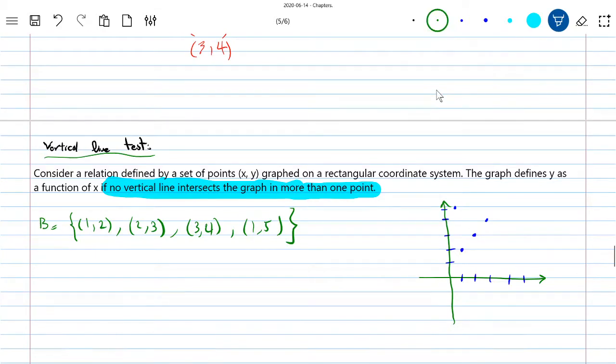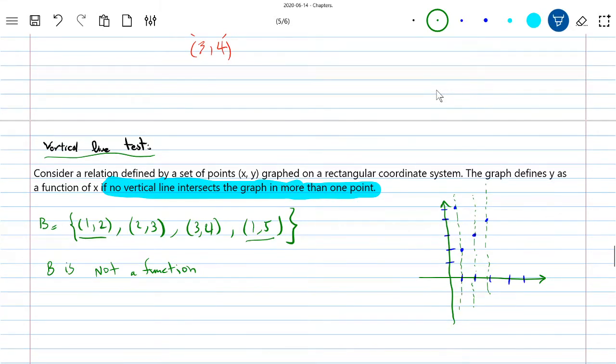But what does the vertical line test say? As we discussed already, B is not a function. It was not a function because of these two. They both have x value of 1, but the y values are different, 2 and 5. The vertical line test says, if you want to check to see if a relation is a function, just draw vertical lines. If a line crosses 2 points at the same time or more, then that is not a function.